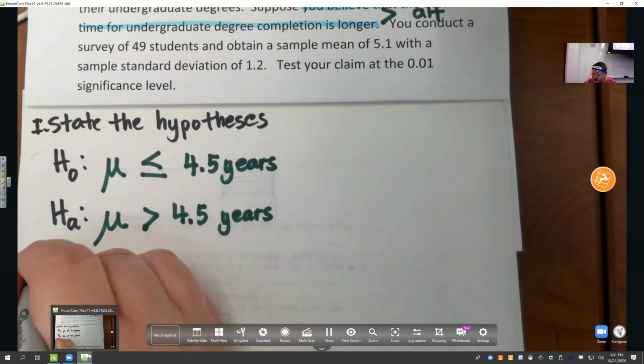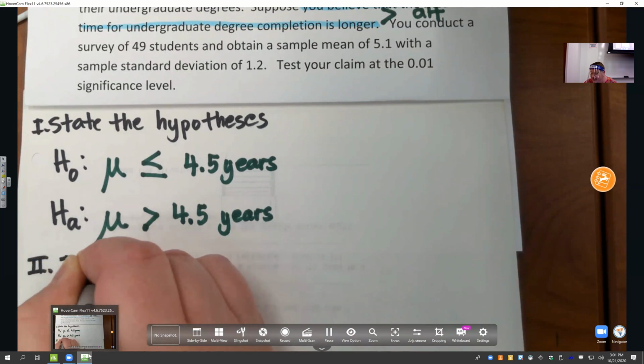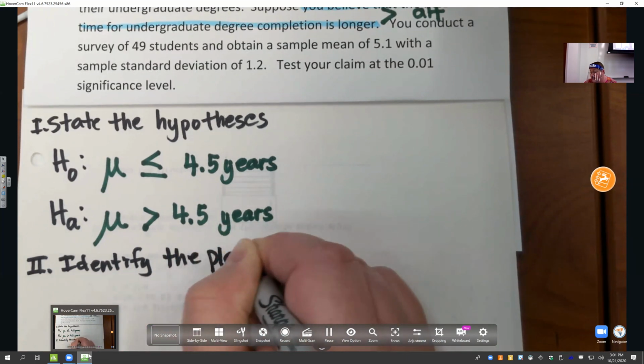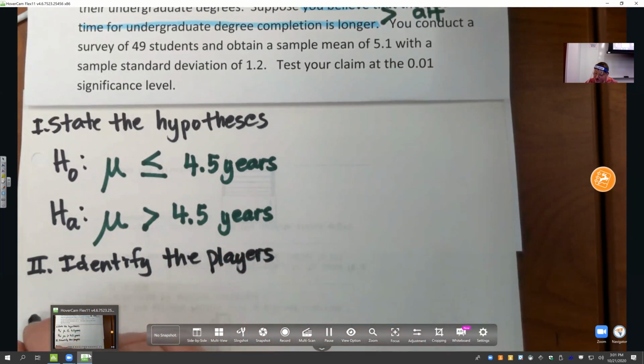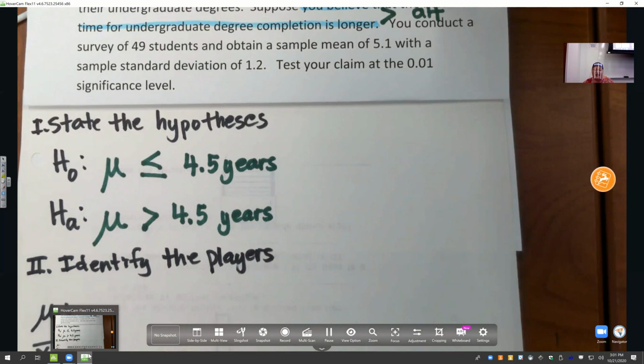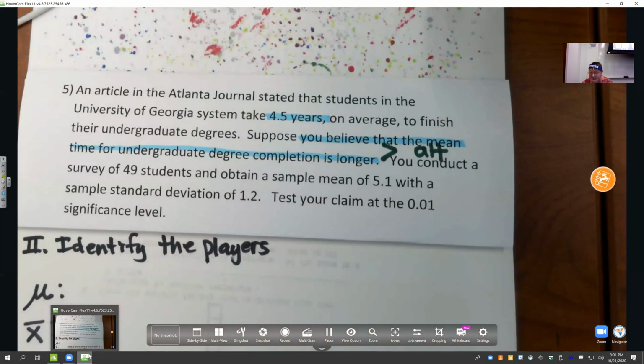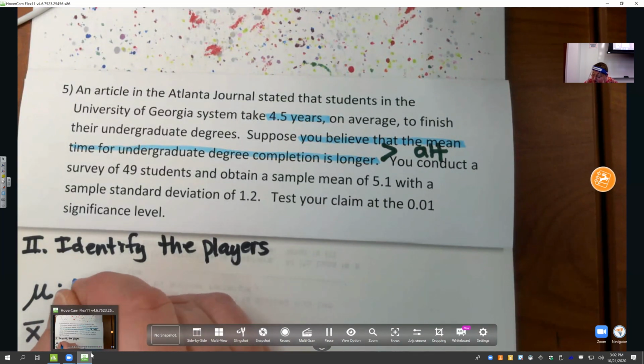Okay, then step 2, we identify the players. Again, for Z or T, you have to know the population mean, you have to know the sample mean, the sample size, you always have to know your significance level. And the one piece that can change that makes a difference for us is whether we have the sample standard deviation or the population standard deviation. So my population mean comes from the hypothesis, which would be 4.5.